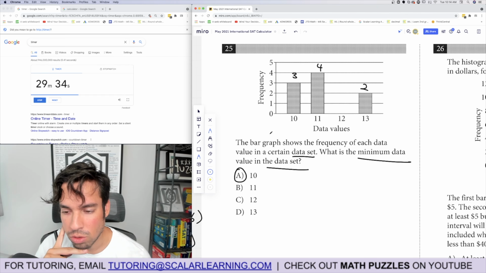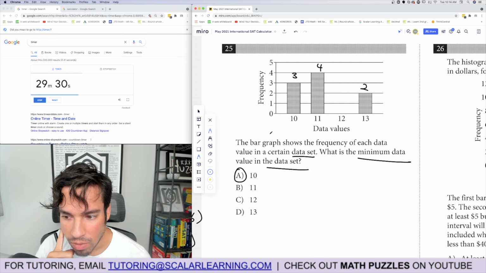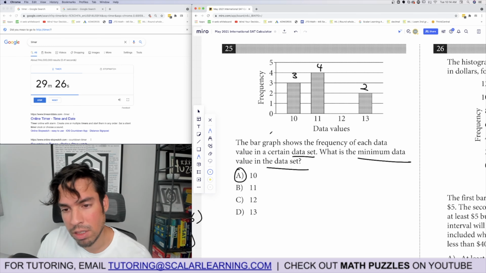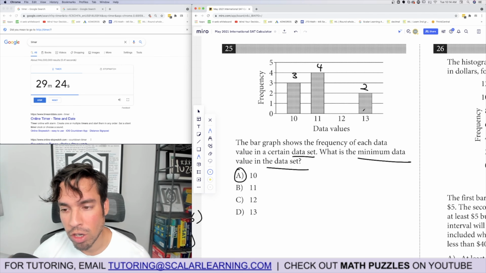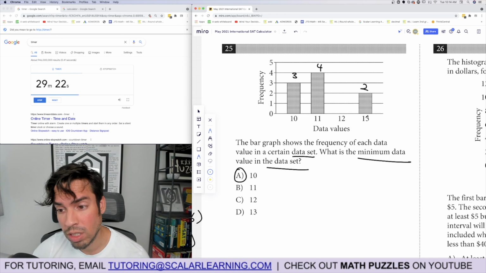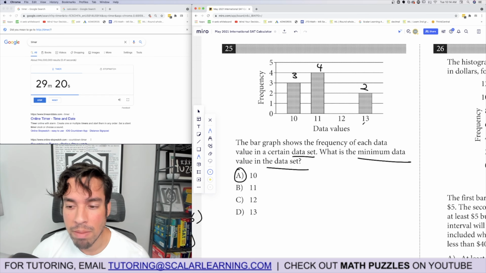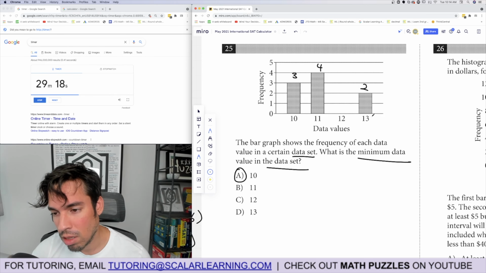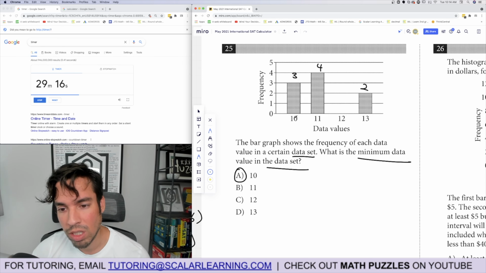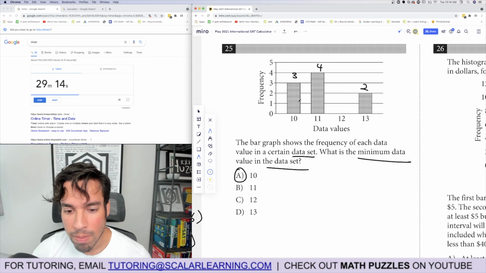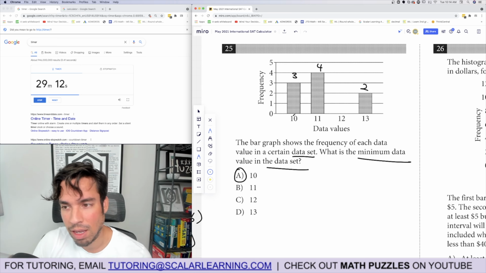The bar graph shows the frequency of each data value in a certain set. What is the minimum data value in the data set? Yeah, there's 3. I think how they're trying to trick you is they're trying to get you to choose 13 because there's only 2 of them. That's not the minimum data value. That's the lowest frequency. There's only 2 13s, but the actual lowest data value is 10.